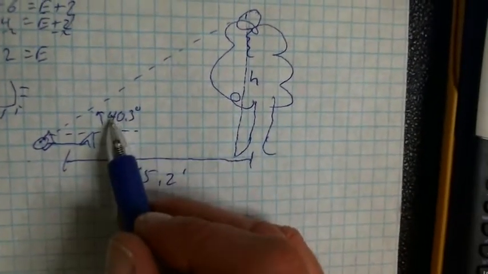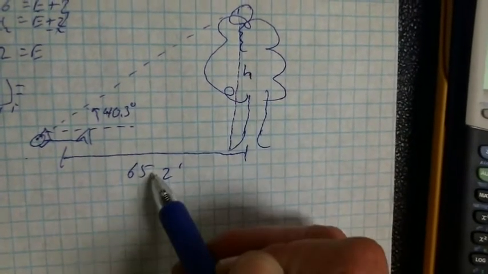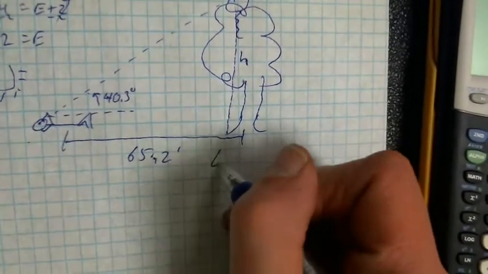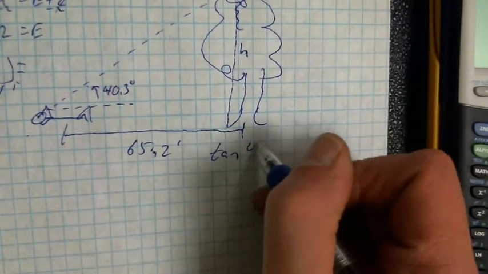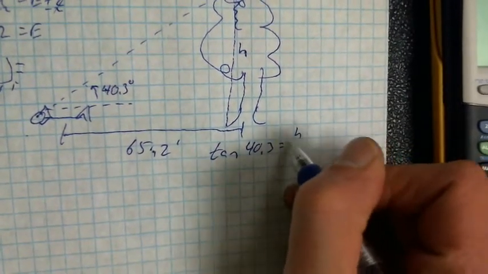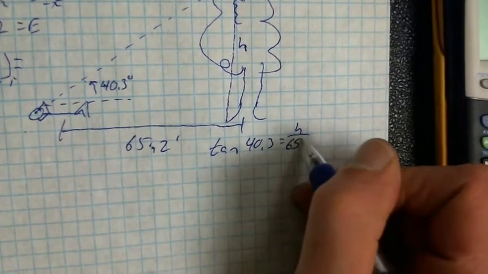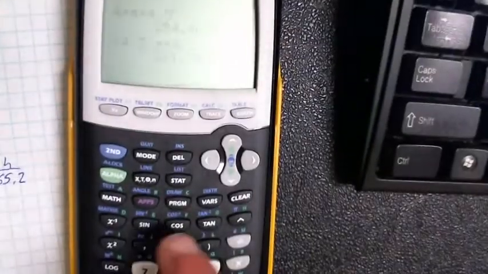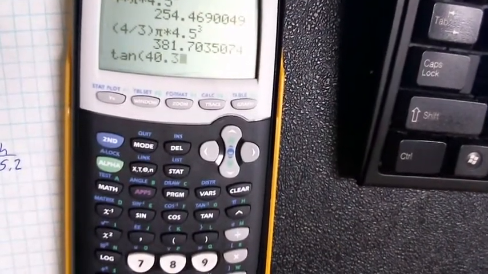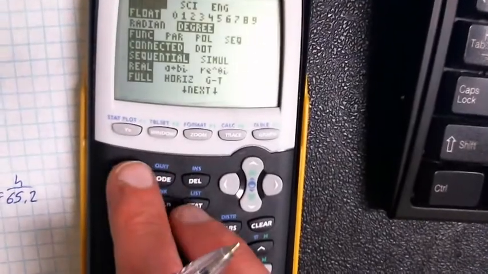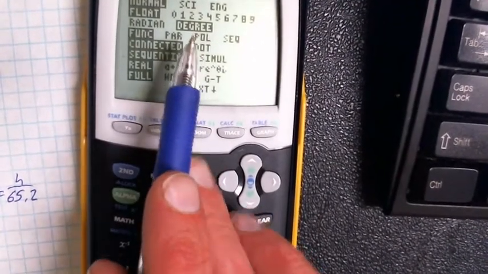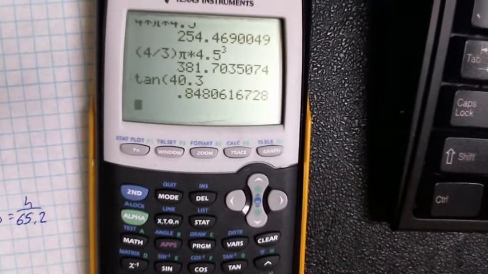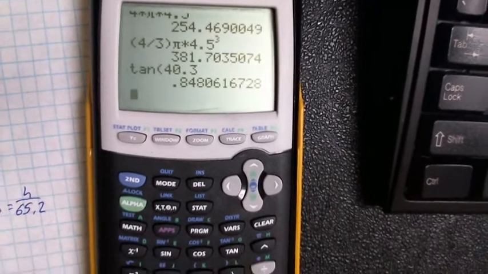So from this angle, we're given the opposite side and the adjacent side. Opposite and adjacent is tangent. That means that tangent of the degrees is opposite over adjacent. Tangent of 40.3. Do a quick check to see we're in the right mode. Yep, we're in degree mode. Tangent 40.3 is 0.848.